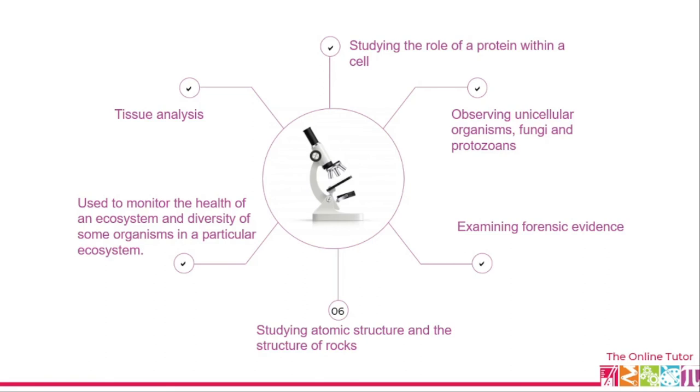So if you want to study the pattern of a rock, how the layers of the rocks are arranged to form that particular rock, we use microscopes to study the structure of rocks, as well as the atomic structure of the various elements and atoms that we have. So these are some very few uses of the microscopes that we have. There are vast uses of the microscopes online. You can research them and have a better understanding and many more examples. But for the sake of this presentation, I'm just going to be sharing with you these six uses of microscopes in general.